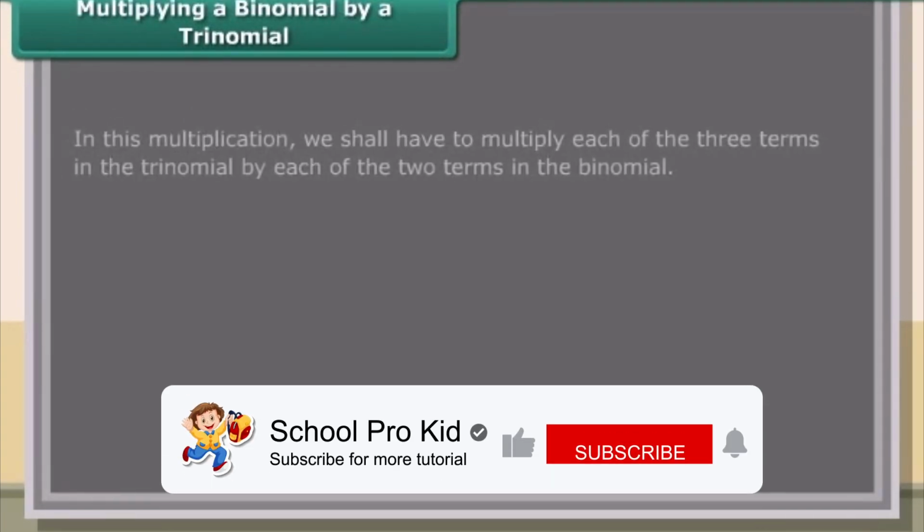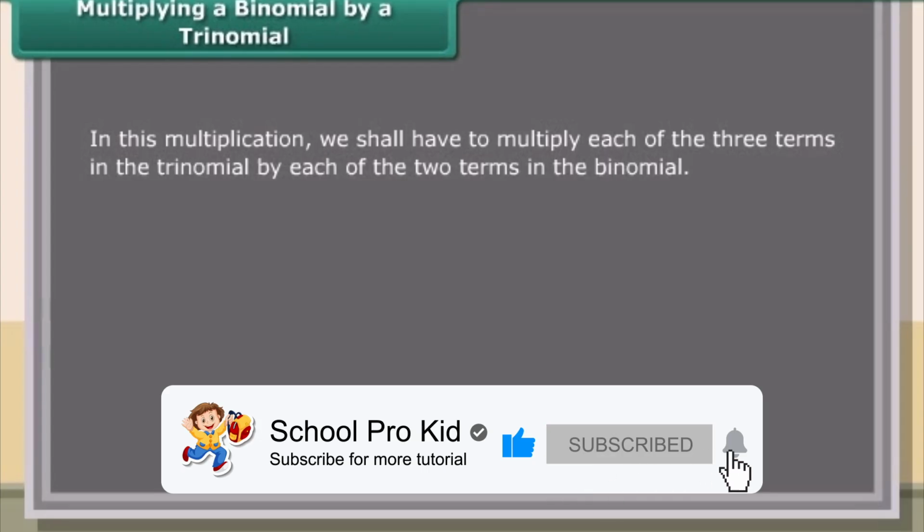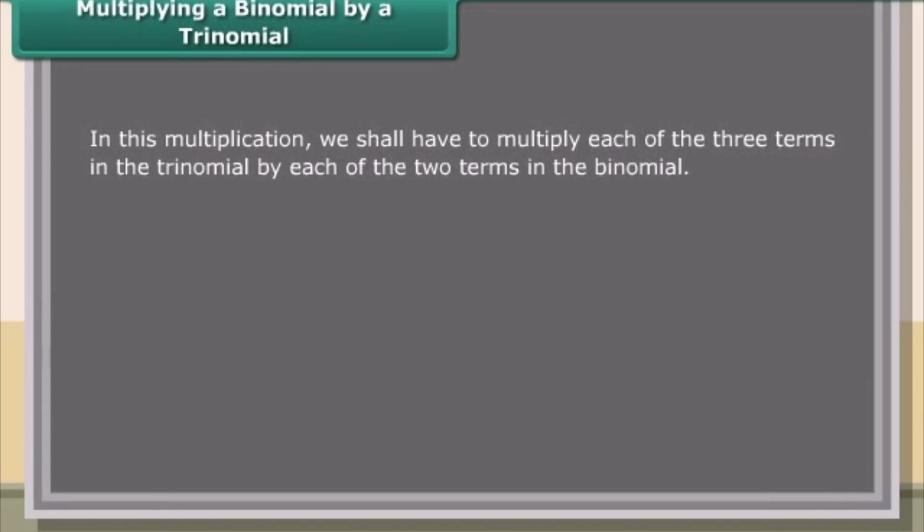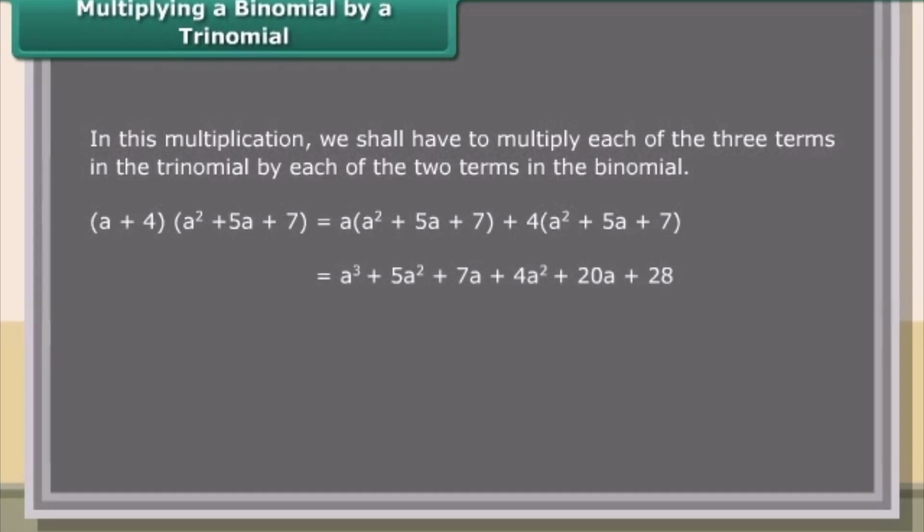Multiplying a binomial by a trinomial. In this multiplication, we shall have to multiply each of the three terms in the trinomial by each of the two terms in the binomial. (a plus 4) into (a squared plus 5a plus 7) is equal to a into (a squared plus 5a plus 7) plus 4 into (a squared plus 5a plus 7), which is equal to a cubed plus 5a squared plus 7a plus 4a squared plus 20a plus 28, which equals a cubed plus 9a squared plus 27a plus 28.